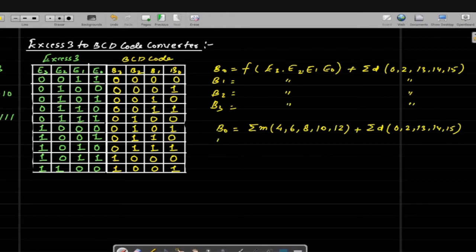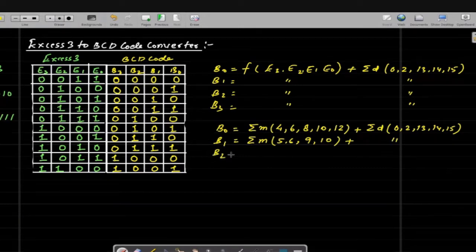And similarly you can also write the B1 expression, which is equal to sigma m, and this time the ones correspond to 5 and 6, and then 9 and 10. Okay, four ones are there in this column B1, so those correspond to these min-terms 5, 6, 9, 10, plus the don't care conditions.